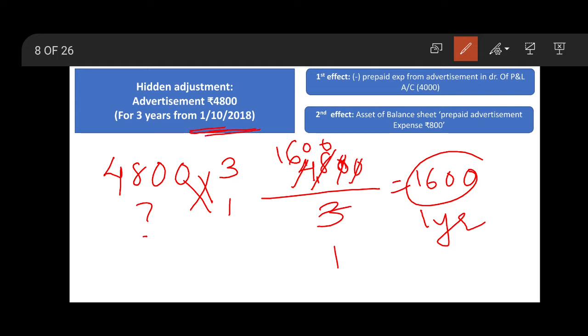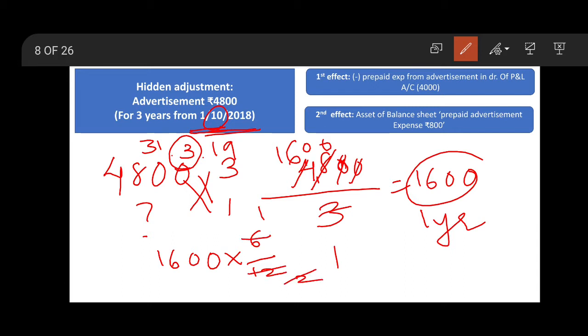But it is said that it is with effect from 1/10/2018 and our year ends on 31st March 2019. Means from September till March. How many months? 6 months. So therefore 1600 into 6 upon 12. So after calculation, 6 ones are 6, 6 twos are 12, 2 ones are 2, 2 8s are 16, the zeros come as it is. So 800 is your advertisement for this year, which will come in the outer column.